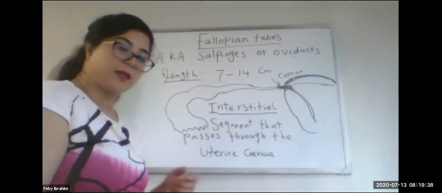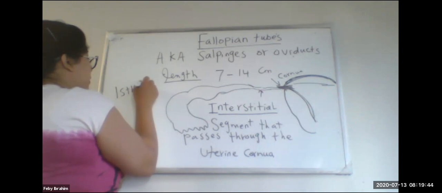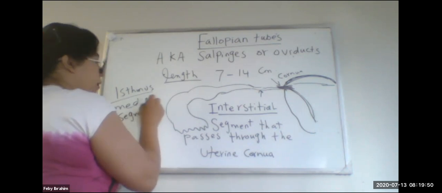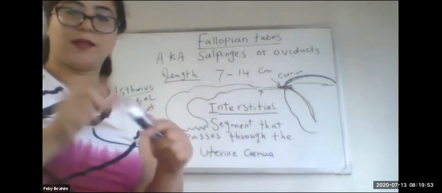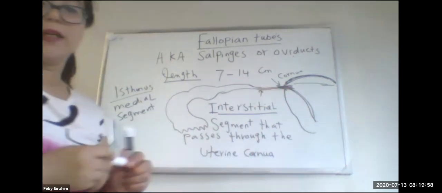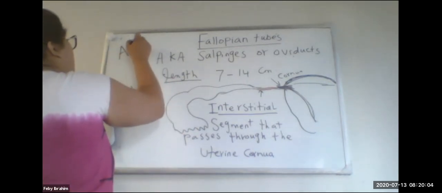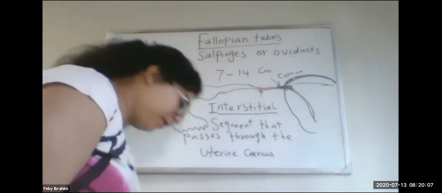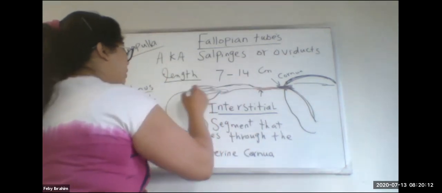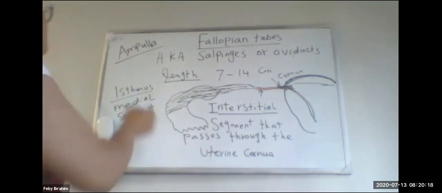Then we have the isthmus. The isthmus is the medial segment. It's very narrow, and it's the medial segment, this one here. Then we have the ampulla. And the ampulla, look here, this is the ampulla. The ampulla is the longest.